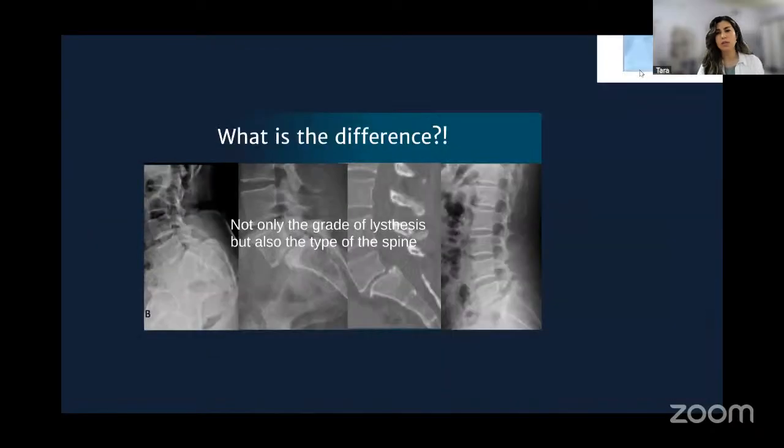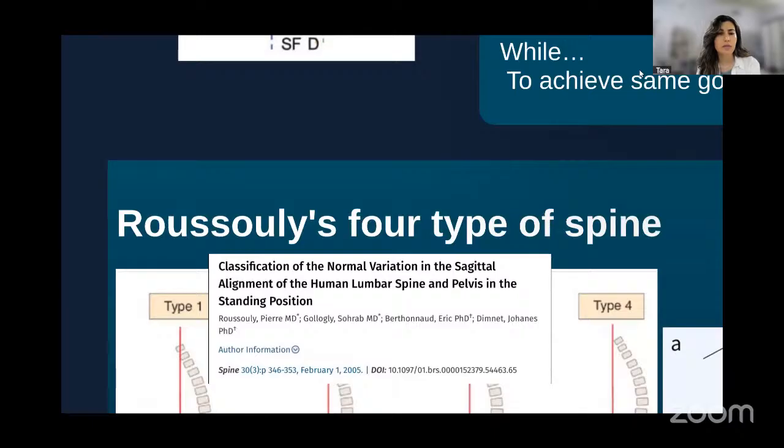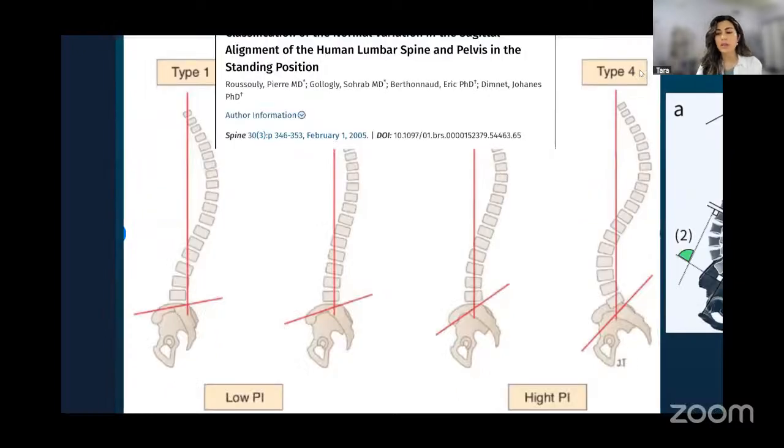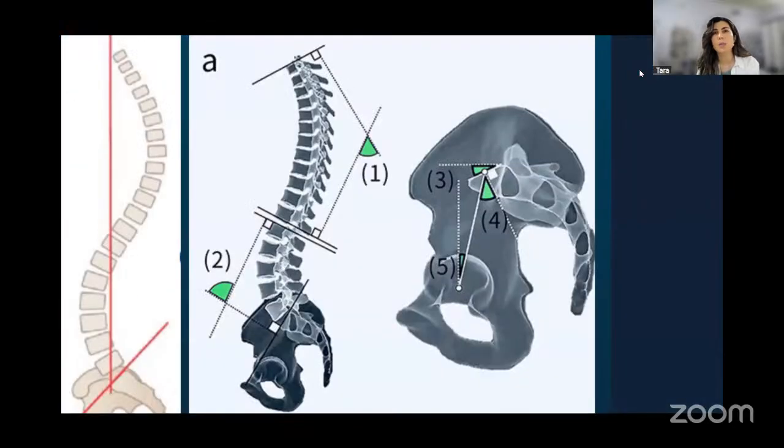Why do I talk about this? Because in 2005, Pierre Roussouly made a groundbreaking study, titled classification of the normal variation in the sagittal alignment of the human lumbar spine and pelvis in the standing position, and divided the population spines into 4 subtypes depending on the sacral slope and the lumbar lordosis.